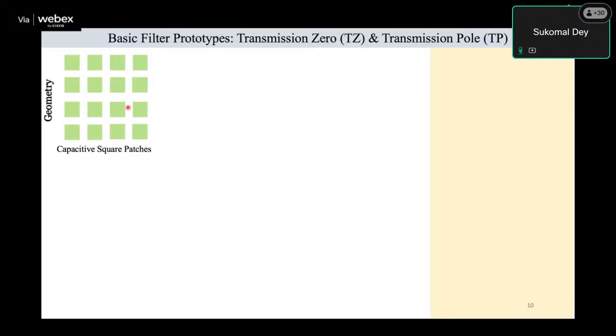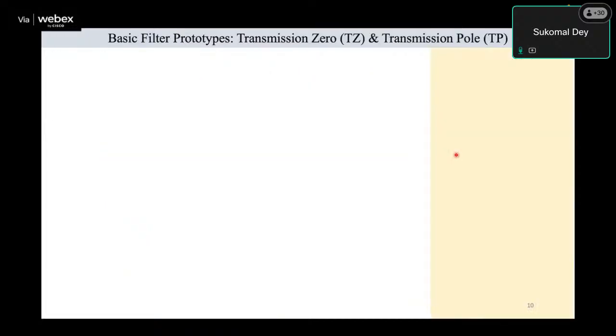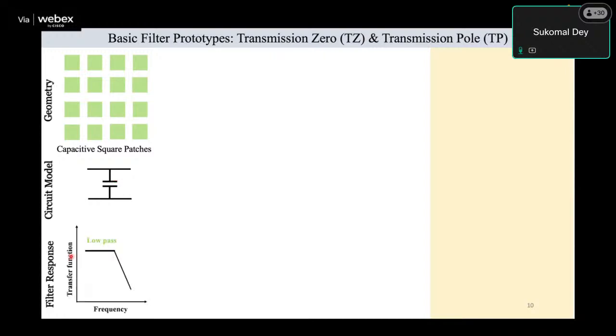Now, if you look at the geometry, if you are keeping the capacitive square patches, undoubtedly this will give you this capacitive structure, until and unless you are making a metallic ring on the periphery. What is the difference between these two? If you place a metallic ring along the periphery, it will again start behaving like a band pass filter. Now, this is the capacitive square patch, a simple capacitor model. This is what the response would be.